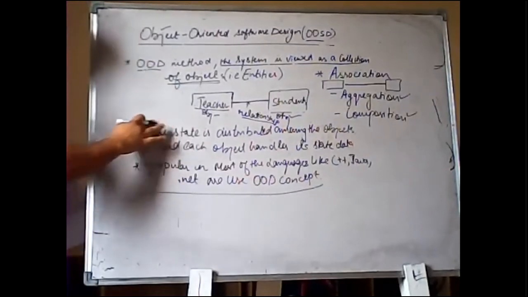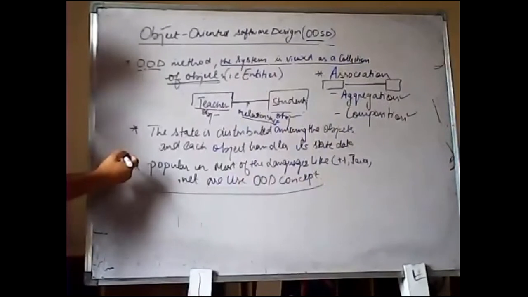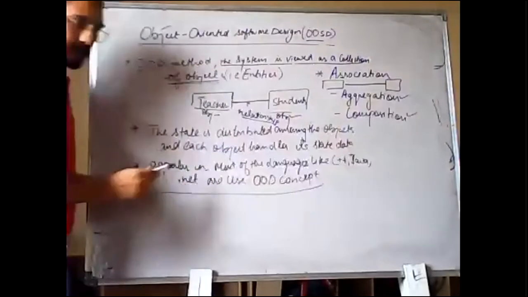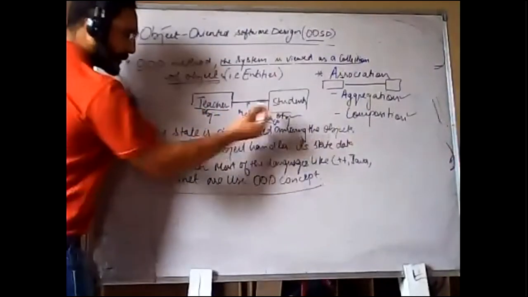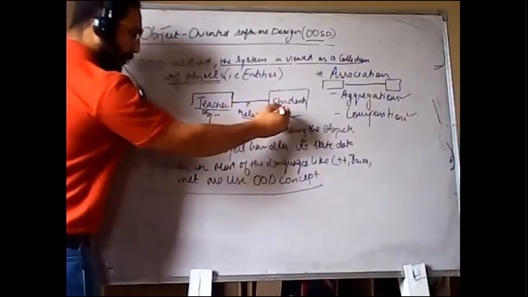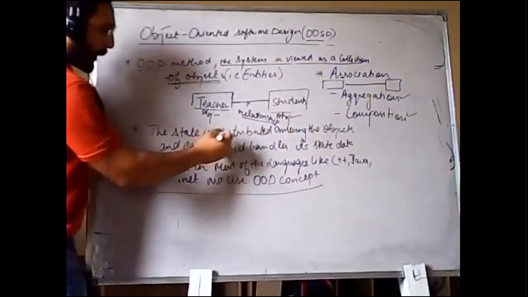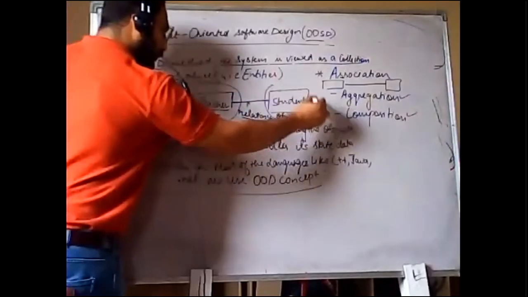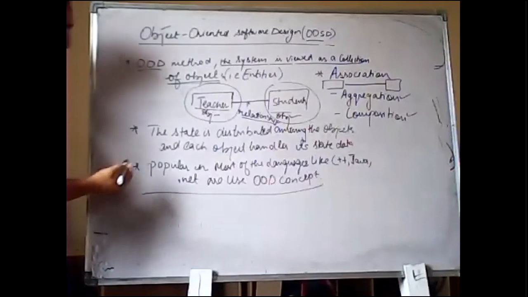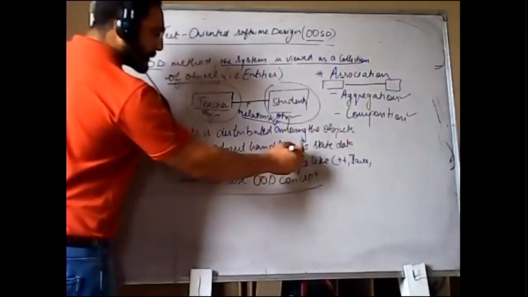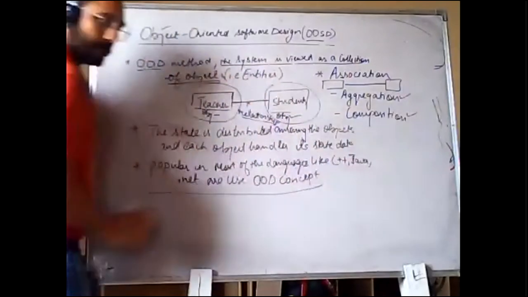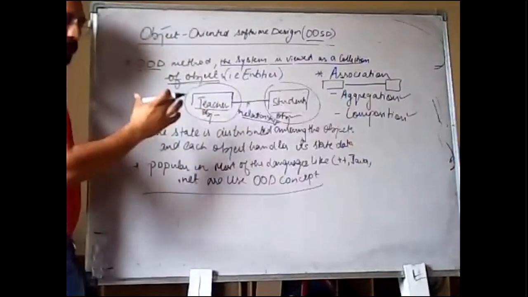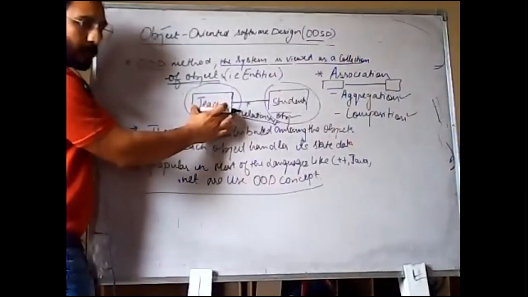Next is related to object oriented software design. The state is distributed among the objects. The teacher is a state, the student is a state. The states are distributed among the objects, and these are also called objects. Each object handles its state data. Sorry, each state handles its own data.